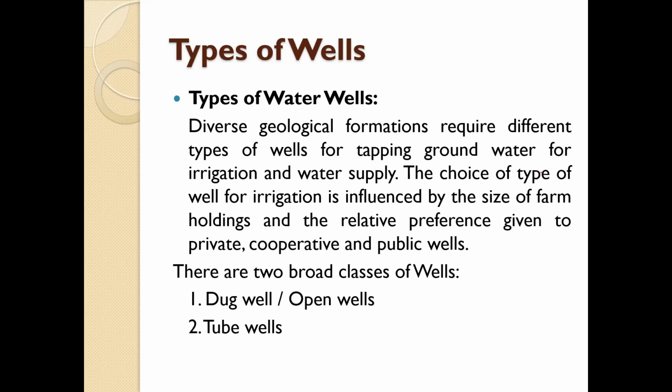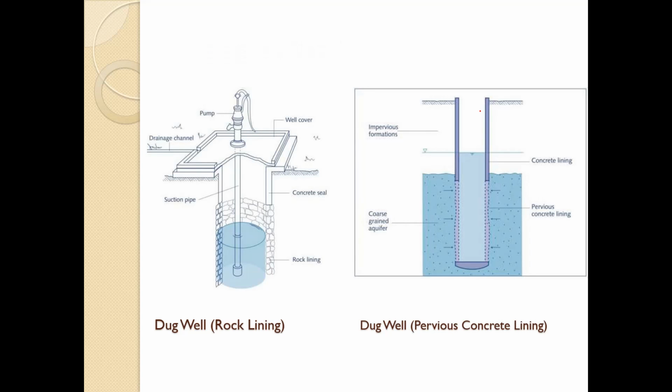There are two broad classes of wells, that is dug well or open well, and second is the tube well. Here you can see this is the dug well. Here you can see the lining of this particular rock material, the concrete seal, the well cover, and we have the pump. This kind of construction you might have seen in so many villages, or in so many cities also. Then this is the dug well with pervious concrete lining. Here you can see the impervious formation above, and the pervious concrete lining for the entry of water.